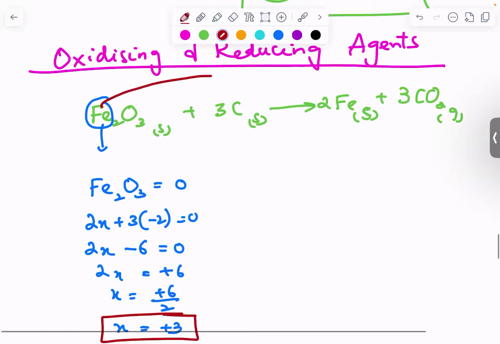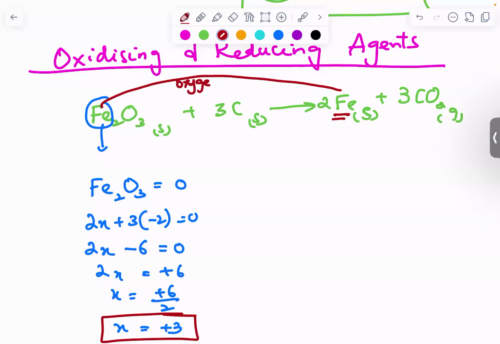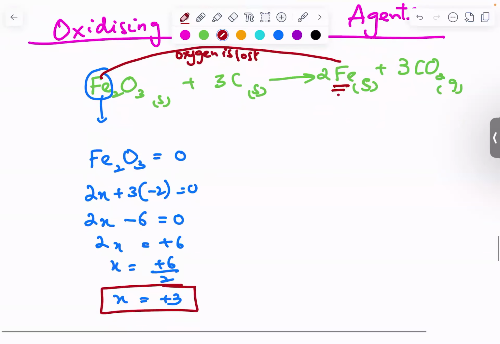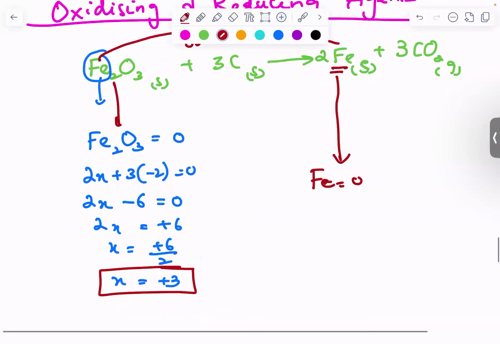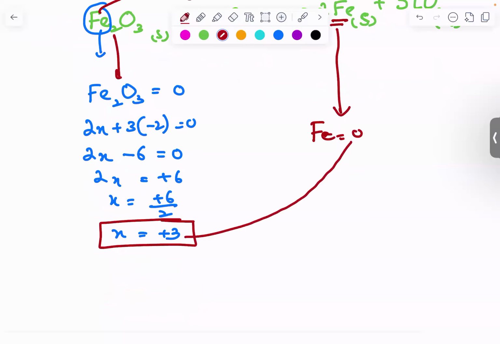Now Fe2O3 changes to Fe. The very first thing is oxidation, oxygen is lost. Now check, it changes to Fe, which is 0. So from plus 3, it is changing to 0. It means from plus 3, plus 2, plus 1, and 0. Is it an increase or decrease in oxidation number? Decrease.